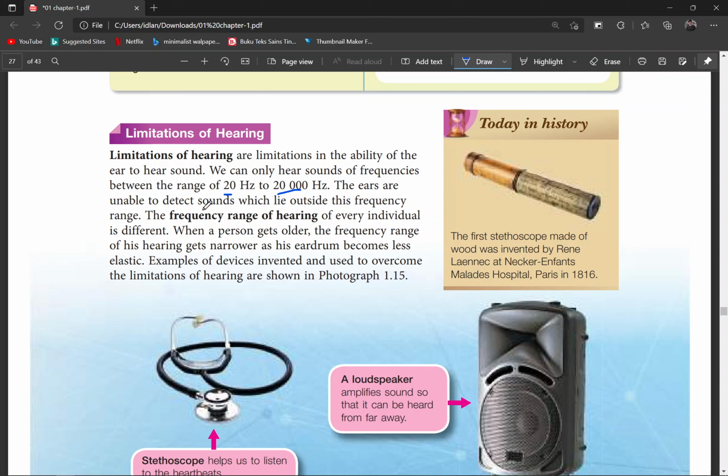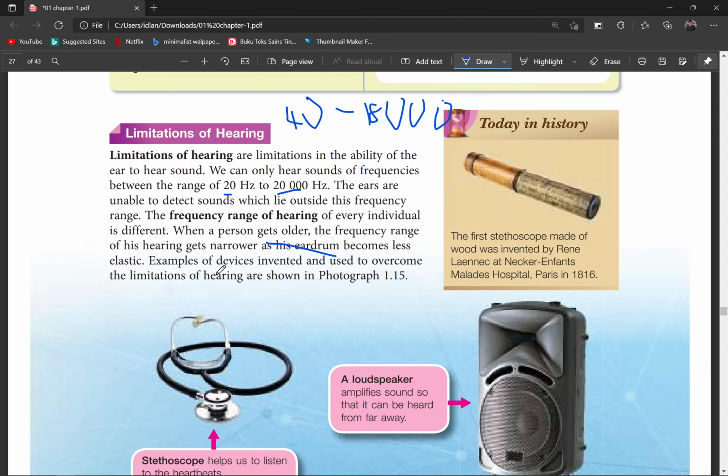Yeah. The frequency range of hearing of every individual is different. When a person gets older, the frequency range of his hearing gets narrower and his eardrum becomes less elastic. Okay, itu dah tua nanti kita boleh dengar daripada 40 until let's say 18,000 je. Ini sebenarnya berlaku kepada orang yang kerja dekat construction, construction worker semua tu lah.